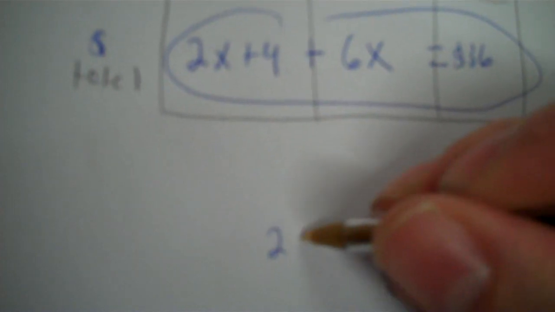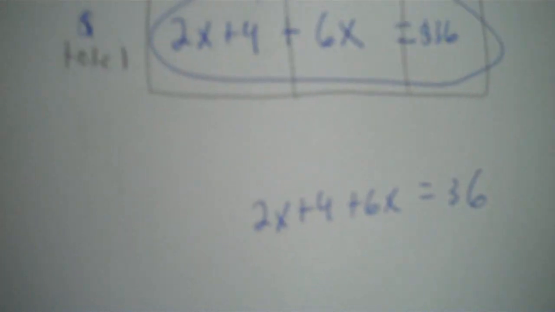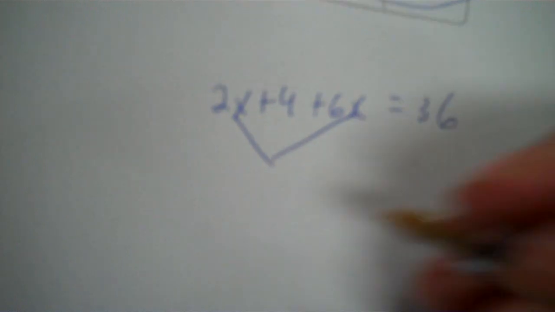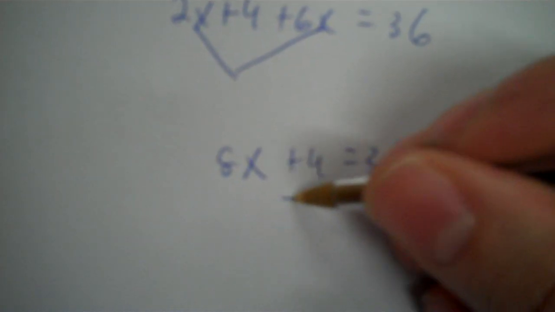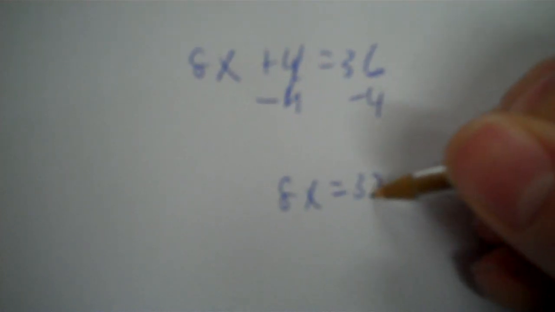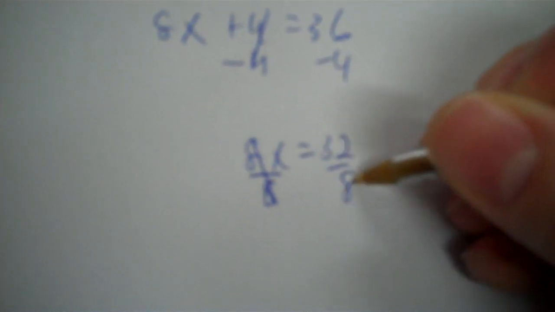Now pretty much the only equation we have is down here, and that's all we need because there's only one variable. We don't have to solve for two different variables, so one equation will do. Well, you combine your x's into 8x plus 4 equals 36. Then you subtract 4, and you get 32. Then you divide by 8, and you get 4.